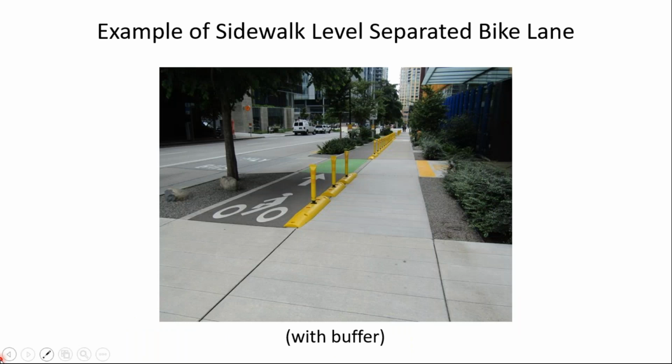And here are some examples. This is from Seattle, Washington. This is a sidewalk level separated bike lane. Notice the bike lane here, clearly marked. Notice the use of the green.